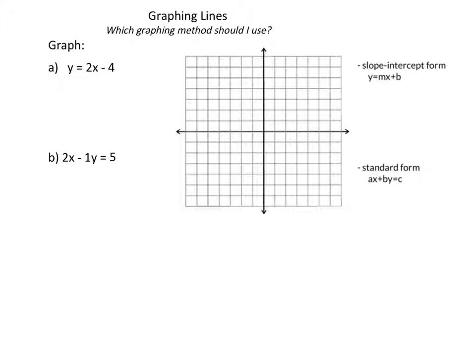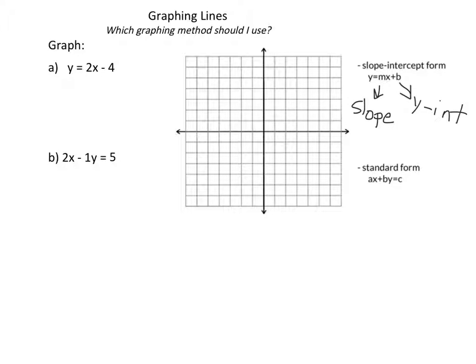This video will help you identify which graphing method to use when you're given two different forms of linear equations. One form is slope-intercept form, y equals mx plus b, and another commonly used form is standard form, ax plus by equals c. Remember, in slope-intercept form, the m equals slope and the b equals the y-coordinate of the y-intercept.